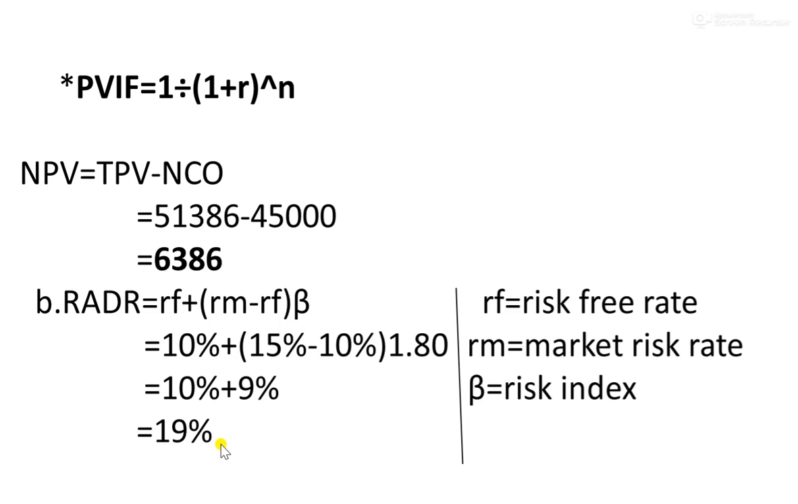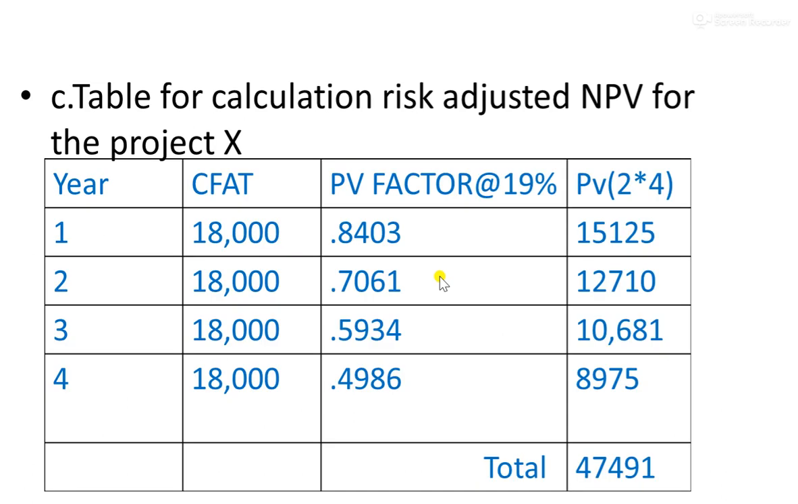Dear students, then we calculate our option C or requirement C, the table for calculating risk adjusted NPV for the project X. Here we calculate risk adjusted NPV for only one project, X, and projects Y and Z are homework, and I hope you complete projects Y and Z. This is the homework for you all.